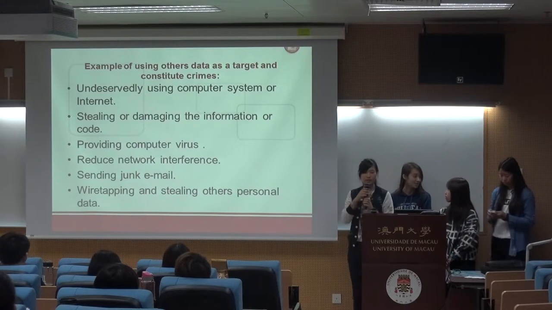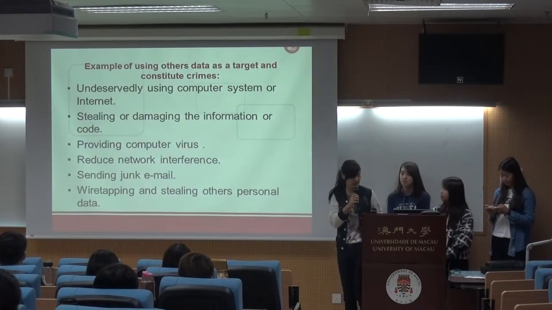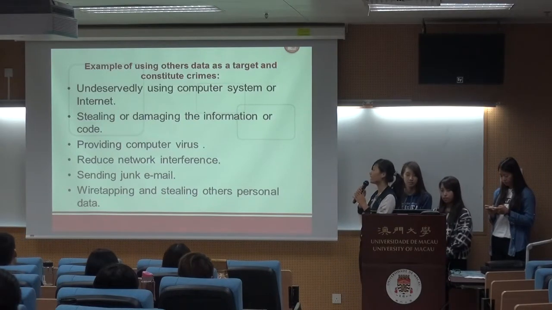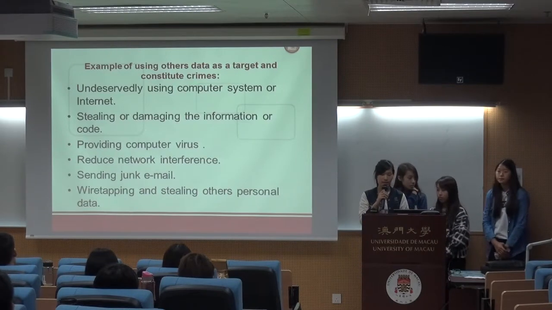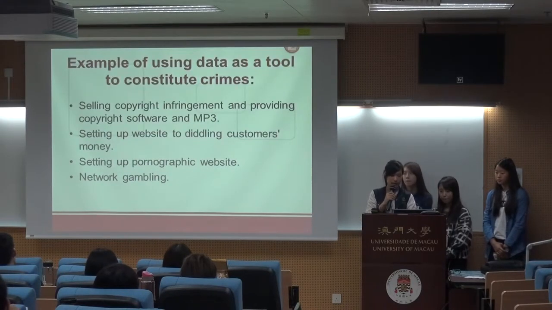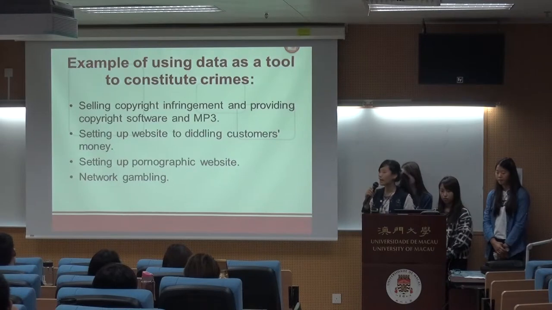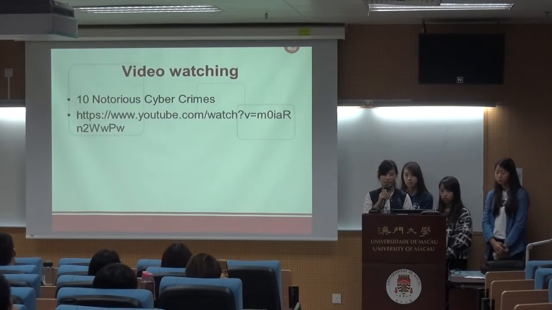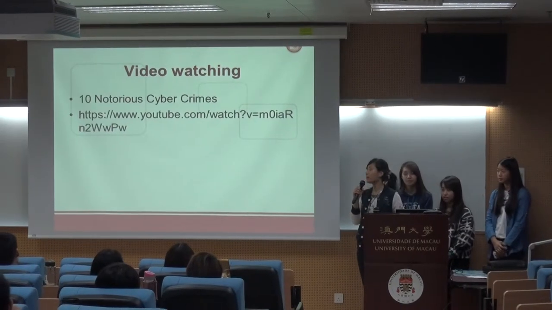The first type of computer crimes is generally things like identity theft, providing computer viruses, and sending junk email. And the second type includes providing pirated software and MP3s, network gambling, and setting up pornographic websites. Now let us watch a video of ten cases which happened in the past.